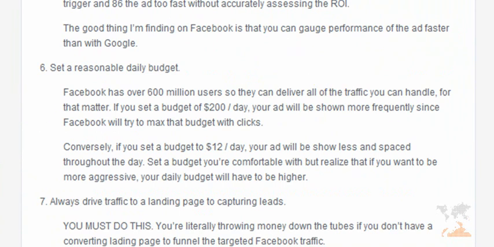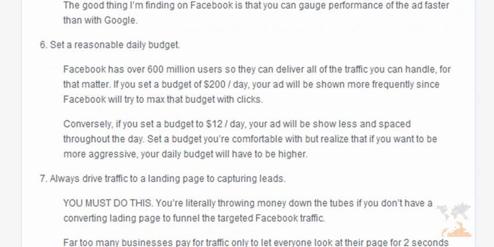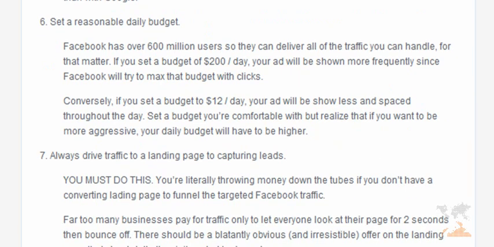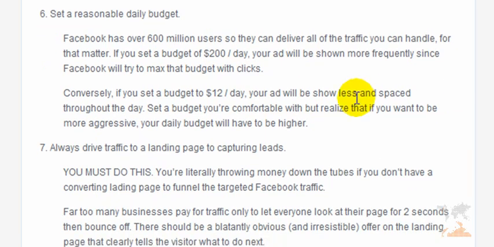Set a reasonable daily budget. Right now, as it stands, Facebook has over 750 million users, and again, this blog post was written a couple months ago. That's why you see 600 million, but at the moment they have over 750 million users, and I recommend setting your budget at $200 per day. The reason I recommend this is because your ad will be shown more frequently, especially if you're trying to increase your click-through rate and decrease your cost per click.